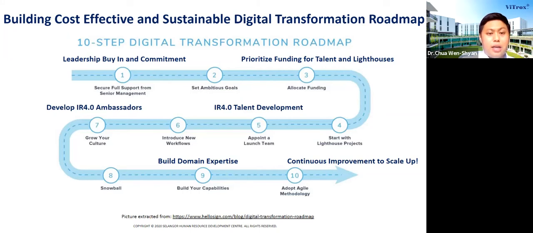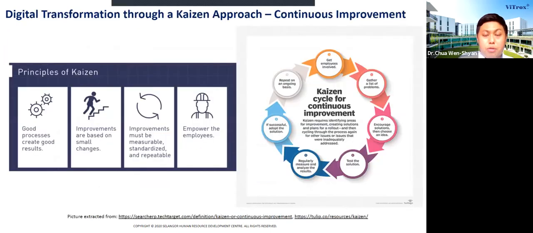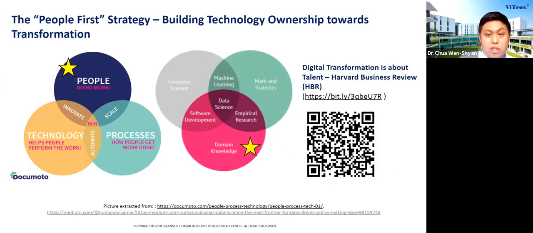Now, one point here at the end of this roadmap that I showed is continuous improvement. So the next slide will talk about Kaizen, where the Kaizen approach looks at the continuous improvement strategies towards Industry 4.0. And one of the key parts that I want to emphasize here is the people development part, which is the next slide, talking about a people-focused strategy.